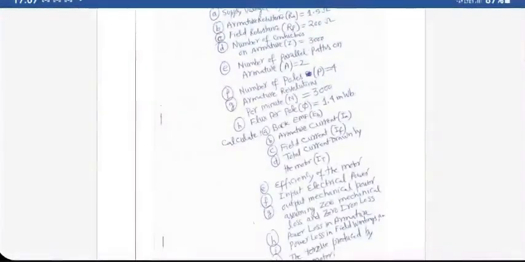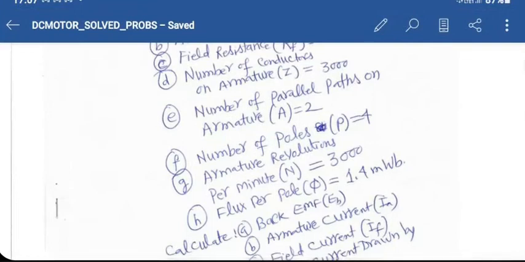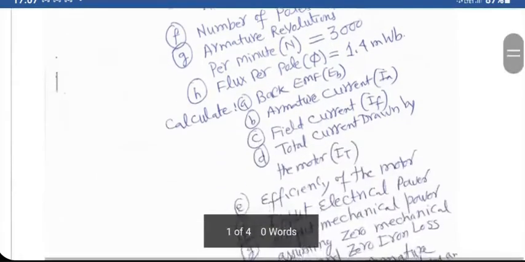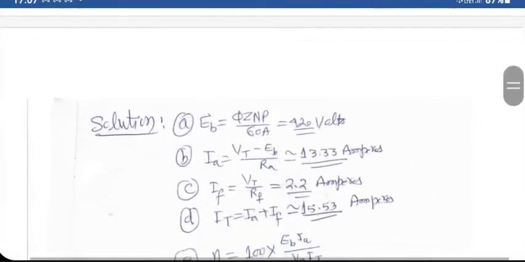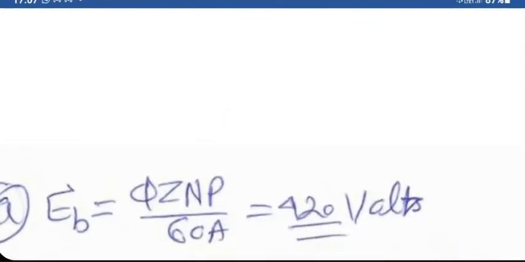Part A is the simplest one. EB is phi ZNP divided by 60A. You are given everything. Phi is 1.4 into 10 raised to the power minus 3. Z is 3000. N is also 3000. P is 4. A is 2. So phi ZNP divided by 60A. Part A is simple enough. You get 420 volts.